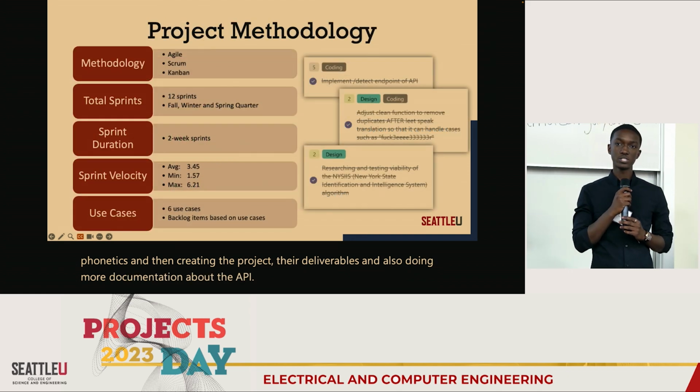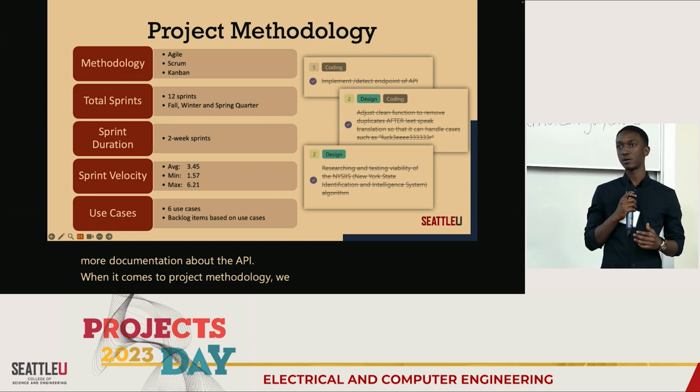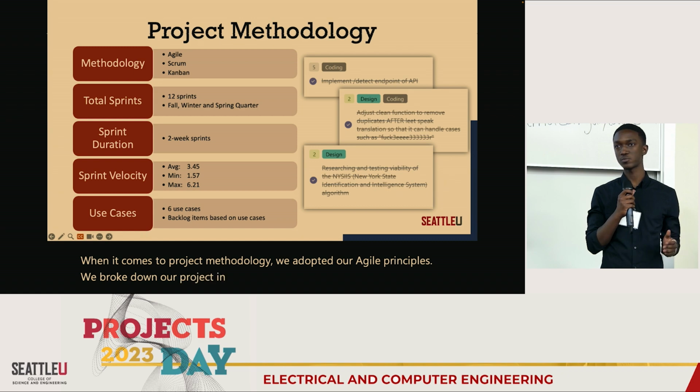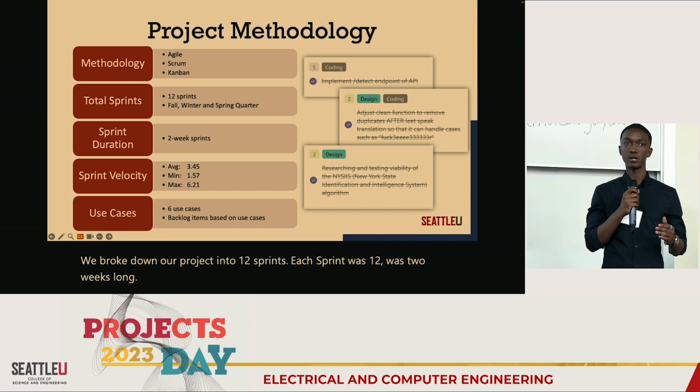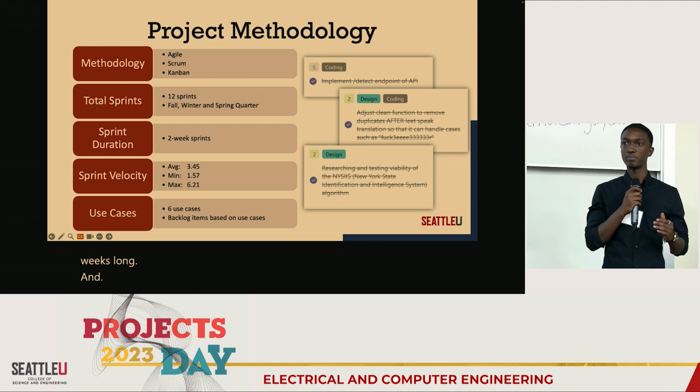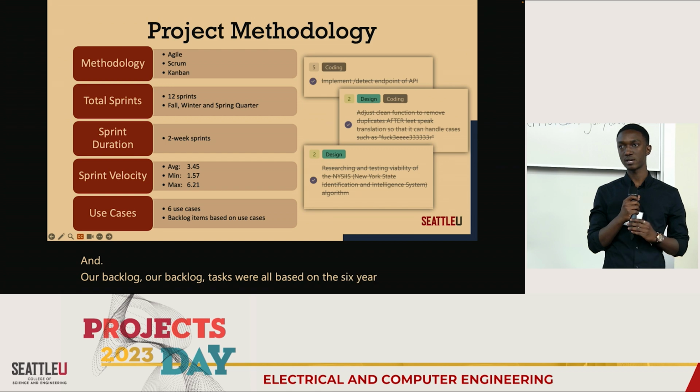When it comes to project methodology, we adopted agile principles. We broke down our project into 12 sprints. Each sprint was 2 weeks long, and our backlog tasks were all based on the 6 use cases that we defined.